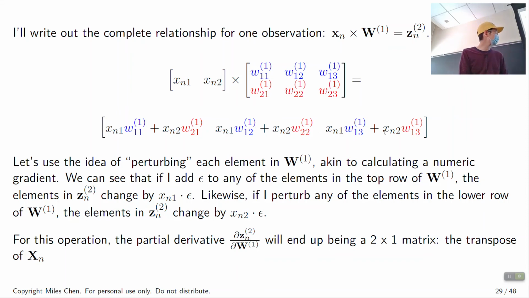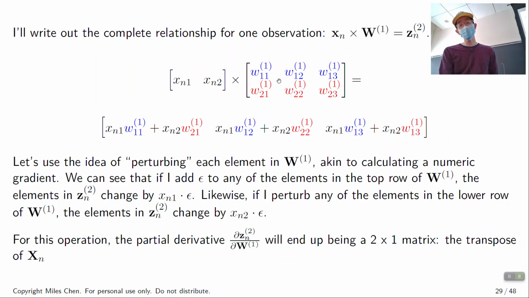We can ask, what if I added something, 0.01, to this first element here? How much does this change? The only thing it will change by is that change gets multiplied by xn1. If I add something to the second element, what gets affected? This element will change, and it gets multiplied by xn1. What about the third element?